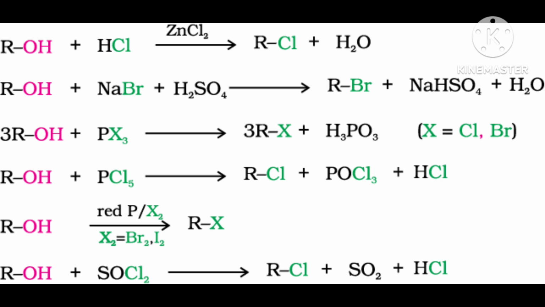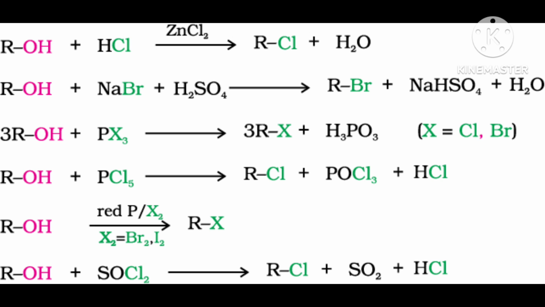Phosphorus tribromide and triiodide are usually generated in situ. In situ means produced in the reaction mixture by the reaction of red phosphorus with bromine and with iodine respectively.